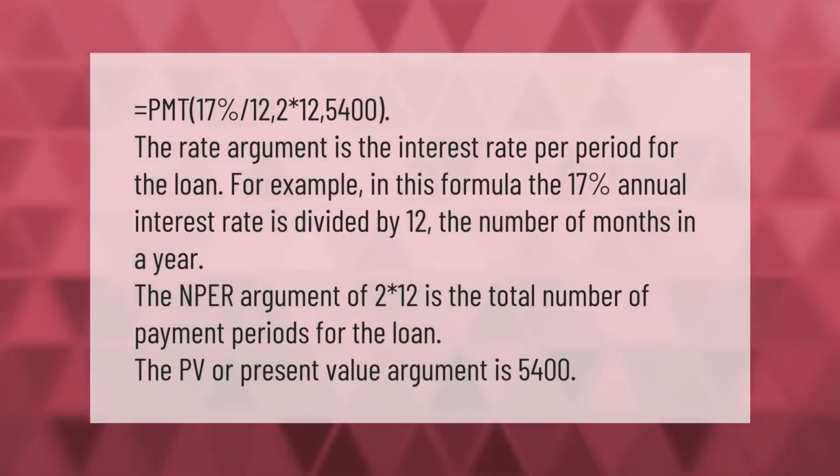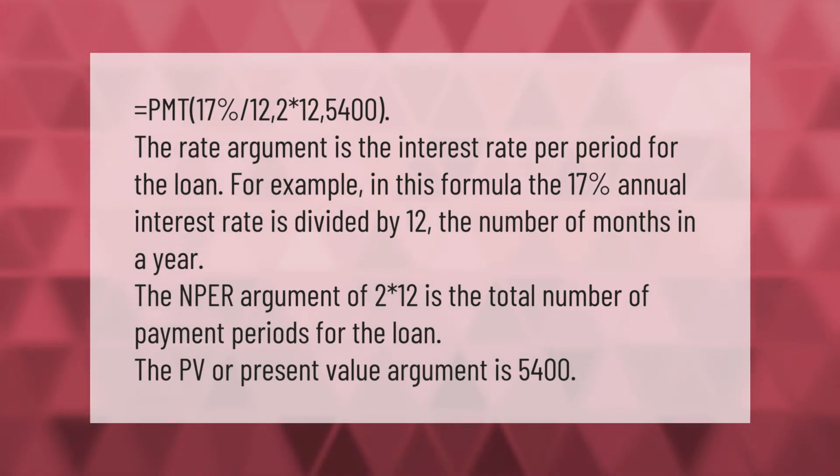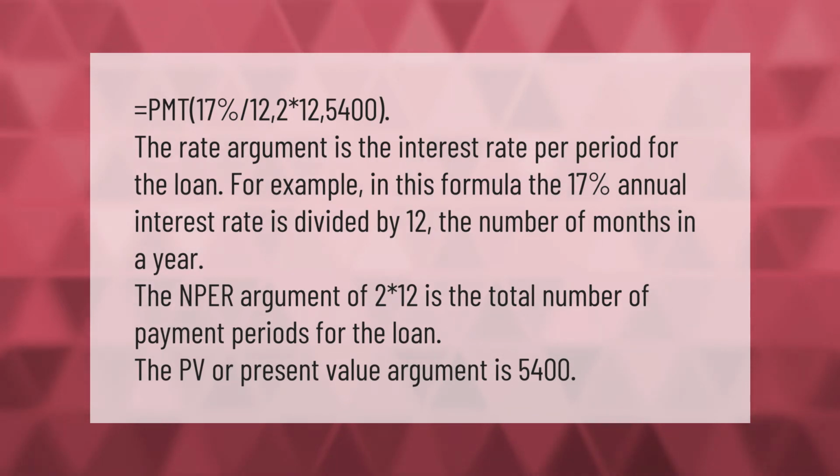Equals PMT(17%/12, 2*12, 5,400). The rate argument is the interest rate per period for the loan. For example, in this formula the 17% annual interest rate is divided by 12, the number of months in a year. The NPER argument of 2 * 12 is the total number of payment periods for the loan. The PV, or present value, argument is 5,400.